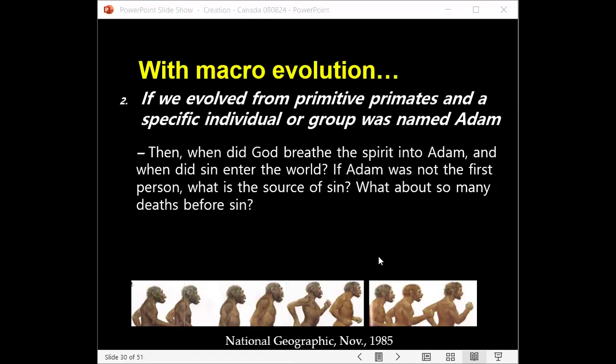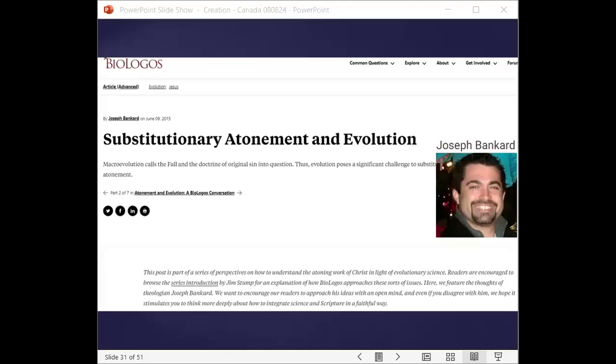BioLogos is an organization that promotes the harmony between evolution and the Christian faith. People participating in that organization believe evolution is a proven fact. Here I'll show you one example of how theologians who believe in theistic evolution interpret the Bible.